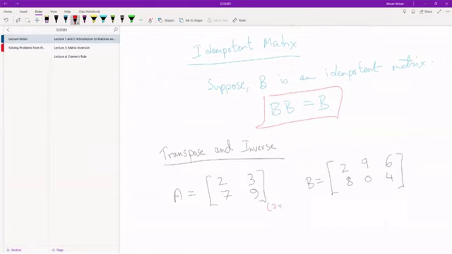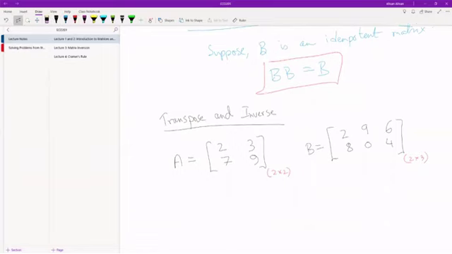And this is a 2 by 2 matrix. This is a 2 by 3 matrix. So let's start with transpose. Now the transpose of A, which can be written as A T or A prime, they both mean the same thing. So the first thing we do is we flip the dimension. So the rows become columns and the columns become rows.